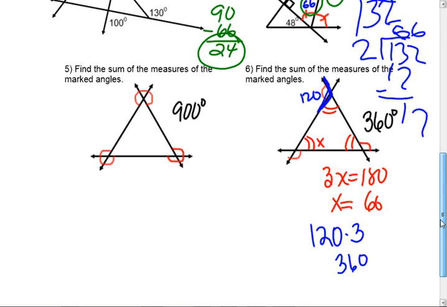Number 5, again, those big red angles are all equal. So what's true about these little angles? They're equal, so how big is this? It's 60. We just did that. This is 60. How big is this one?